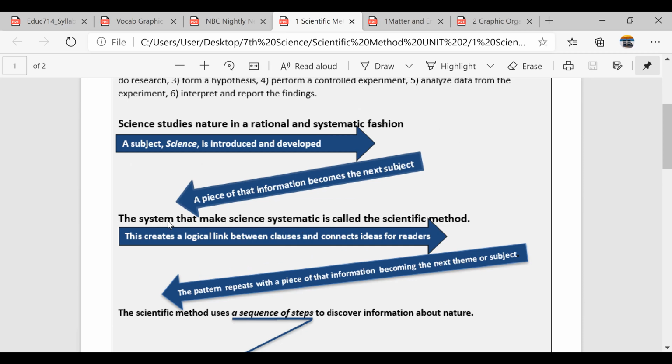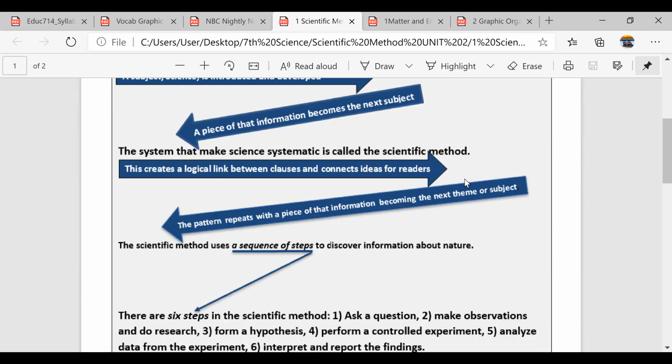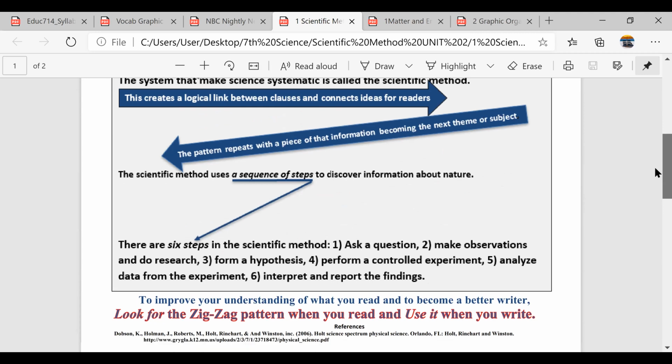So we have an idea, and then we have the development of that idea. A piece of that development or that information is grabbed, the scientific method, and brought down to become our new subject. The scientific method uses a sequence of steps to discover information about nature. And what does the next sentence begin with? There are 6 steps. So a sequence of steps brings down, and this is why they call it the zigzag. So we have the zig, we have the zag, the zig, and then the zag, if you break the paragraph up into individual clauses.